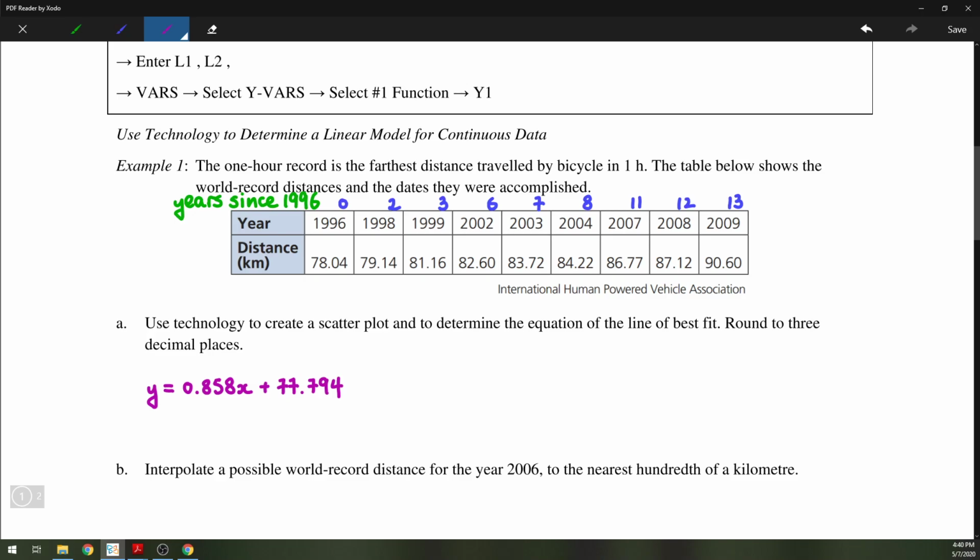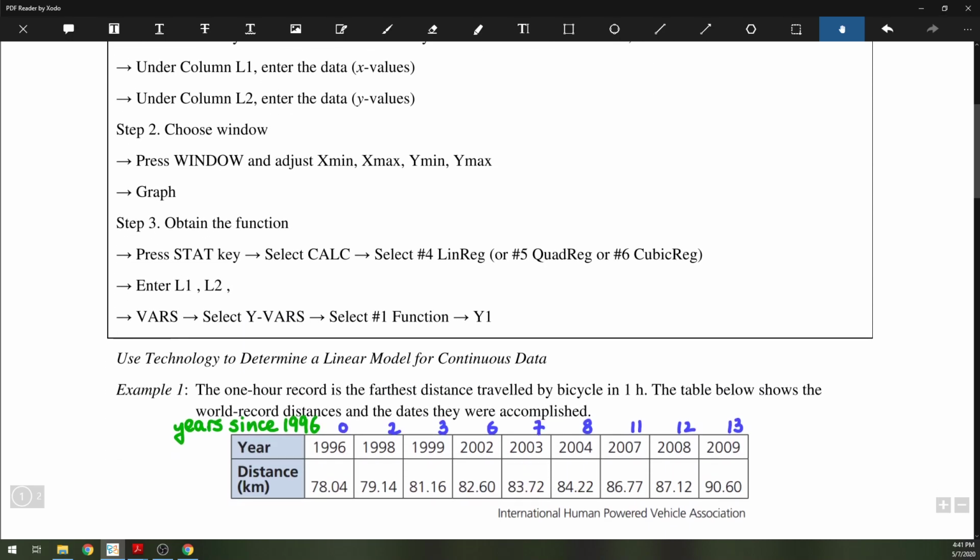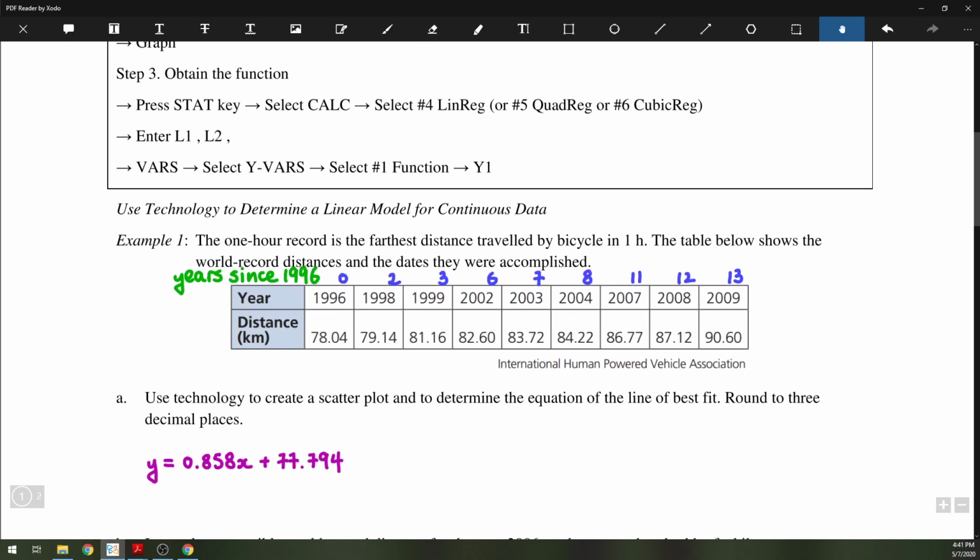All right, so notice that there are some years that are skipped over. For example, there's no data point for year 2000, 2001, there's none for 2005, 2006. So if we're going to interpolate a possible world record distance for 2006, and if you read above, it says interpolation is the process used to estimate a value within a domain of a set of data based on a trend. So the trend, of course, is our line of best fit. The domain is the data points that we already have, so no lower than 1996 and no higher than 2009, or 0 and 13.